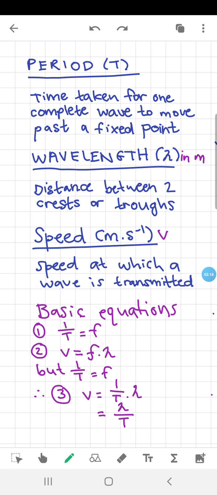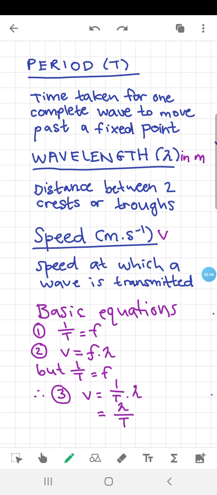Your speed is in meters per second, we call it V, and it is the speed at which a wave is transmitted. Here are a few of your basic equations: 1 divided by period will give you frequency, and similarly 1 divided by frequency will give you period. Then the next equation is that the speed at which a wave is transmitted is equal to the frequency multiplied by the wavelength of that sound.